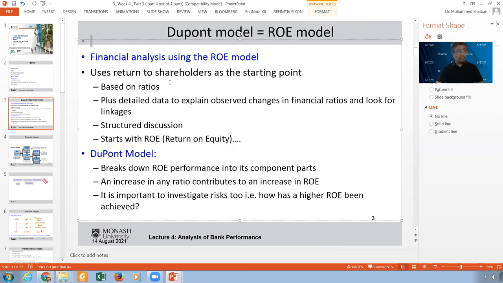So it uses return to shareholders as the starting point. We will start with the return on equity, and then we will break that return on equity into separate ratios. The return on equity will be a function of those certain ratios. In this case, we can connect the risk and return, and we know where the ROE came from. So it's based on ratios. It brings in detailed data to explain observed changes in financial ratios and look for linkages. It builds a very structured discussion when you look at the whole process.